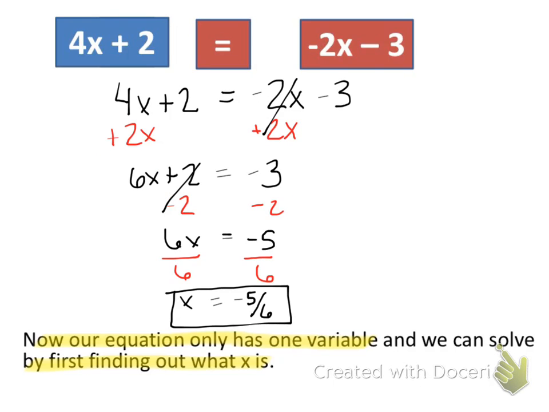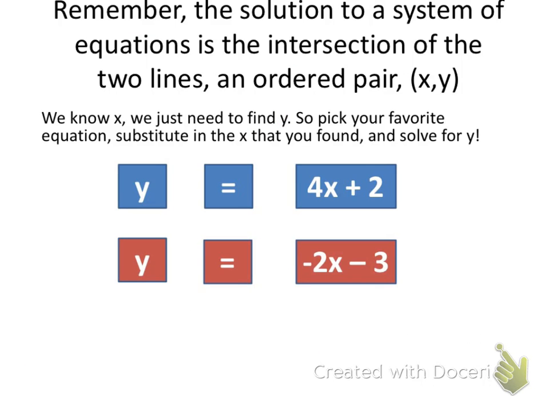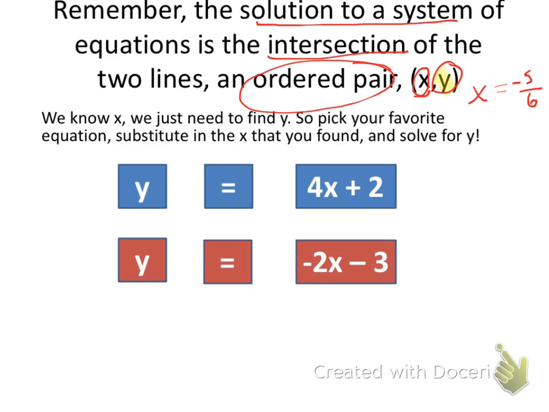So now that I have found x, my next step is to find y. Because recall that the solution to a system of equations is the intersection of the two lines, the ordered pair. So we have x, but we need to find y. We found out that x was negative 5/6.